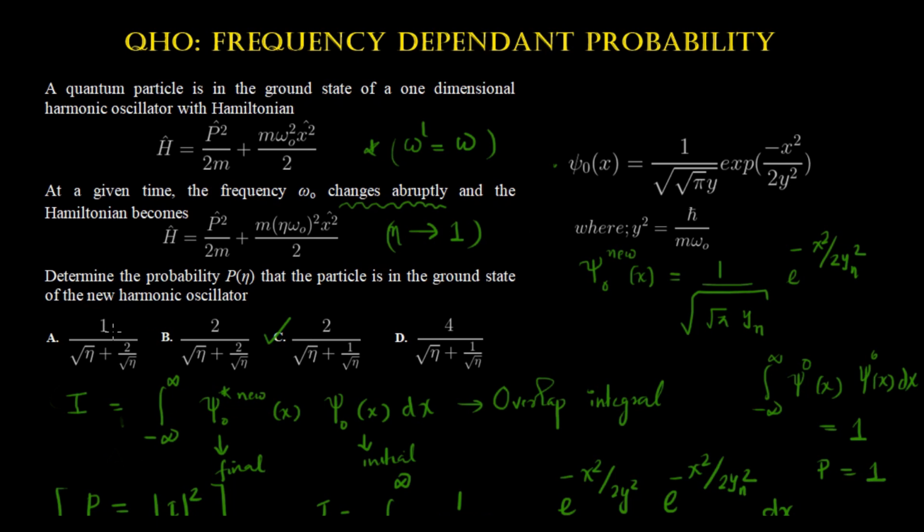You can see in the first option it will be 1 by 1 plus 2, that is 1 by 3, which is not the probability that we need. And for this one it is 2 divided by 1 plus 2, that is 2 by 3, which is not the probability that we need. And here you can see that it's 2 divided by 1 plus 1, that is 2 by 2, that is 1, the probability, so that's the correct answer. And this one will be 4 divided by 1 plus 1, that is 2, which is not the probability that we need. So by taking eta tending to 1, we can easily find the probability by looking at the options.